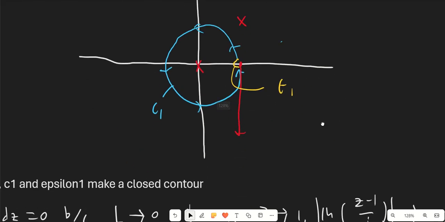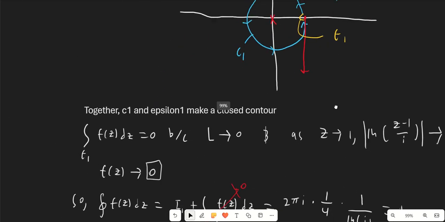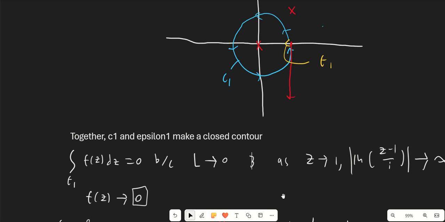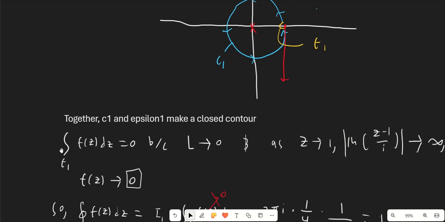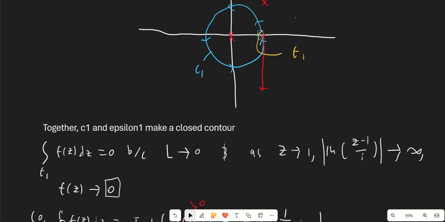This path epsilon 1, together with C1, is going to make a full closed contour, so we can use the residue theorem. So first of all, the integral of f of z dz over epsilon 1 is going to be 0, because the length of the integral, as we take the limit as epsilon goes to 0, is going to go to 0. And as z goes to 1, the absolute value of natural log z minus 1 over I is also going to go to infinity. And since that's in the denominator, that means our f of z is going to go to 0. So our f of z is going to 0, and the length of our integral is going to 0. So we can safely say that the integral over epsilon 1 is going to go to 0.